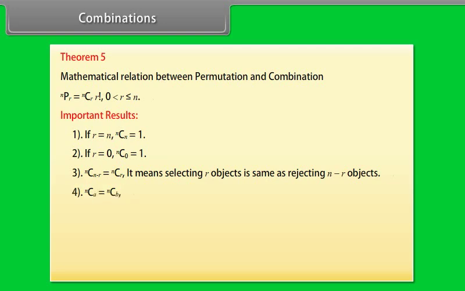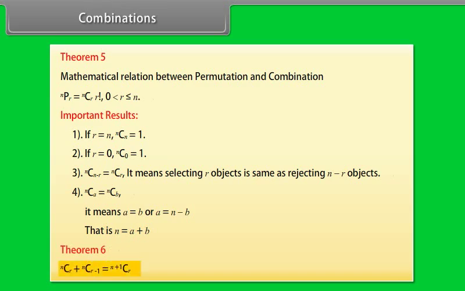4. nCa is equal to nCb. It means a is equal to b or a is equal to n minus b. That is, n is equal to a plus b. Theorem 6. nCr plus nC(r minus 1) is equal to (n plus 1)Cr.